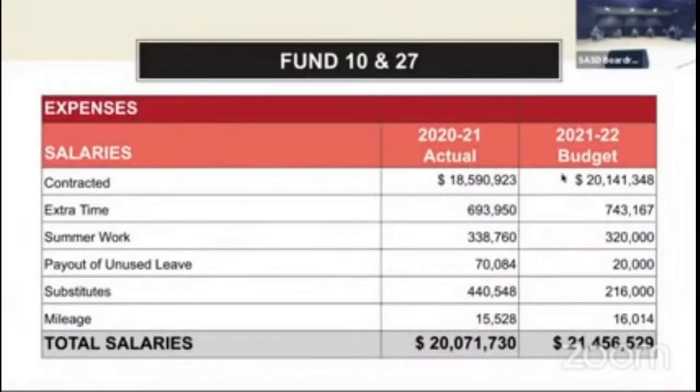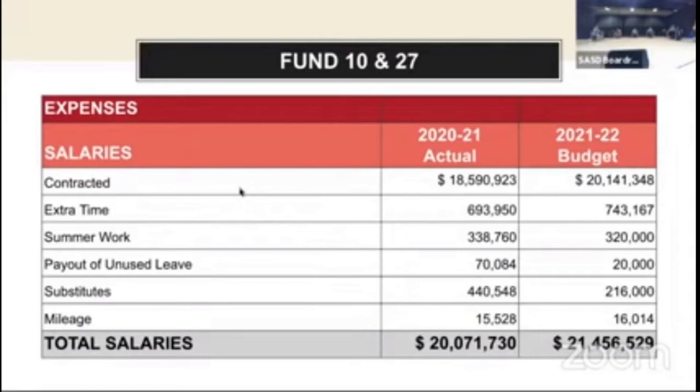So this slide is showing a breakdown of the salaries. You can see the biggest amount of our salaries is spent fulfilling our contracts and our work agreements. We also budget for extra time and overtime above and beyond what's on the work agreement. We have summer workers. We pay out any unused leave. Last year that was quite high due to the FFCRA. That is no longer around this year, which is why the decrease is there.